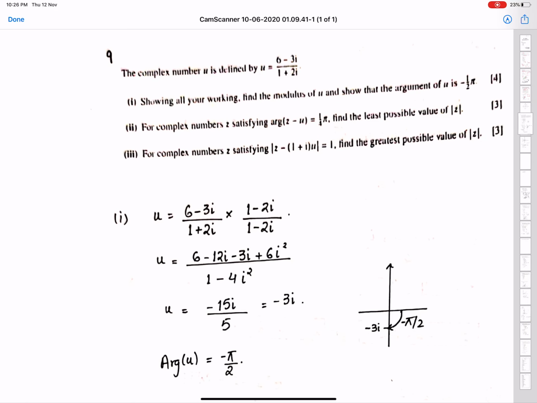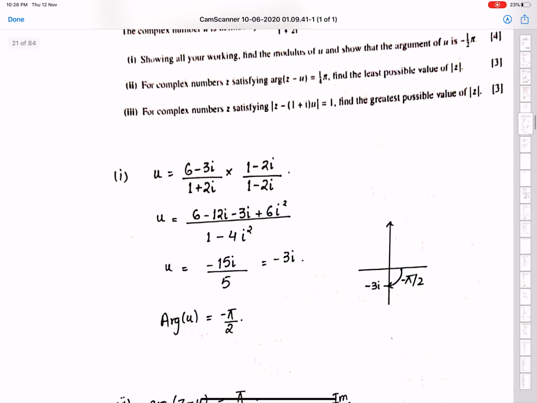Well, this is question number 9. The first part is rationalization. You all know how to rationalize this. This is the simplified form of u, and since u is on the vertical axis, on the imaginary axis, therefore its angle, its argument, is minus pi by 2. This is u, therefore its argument is minus pi by 2. Don't need to write i here.